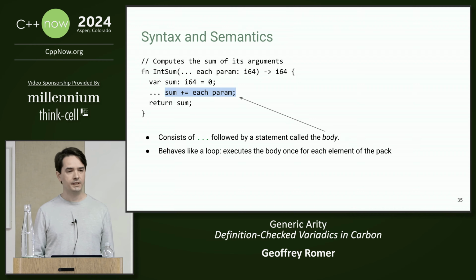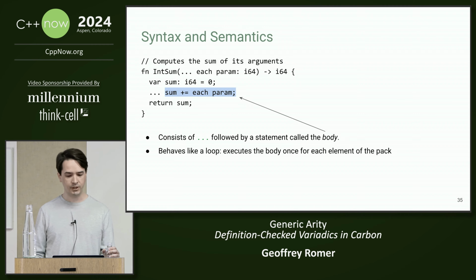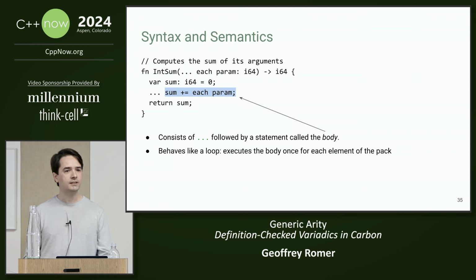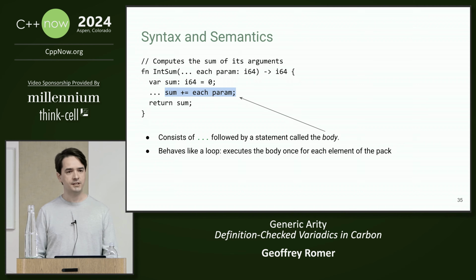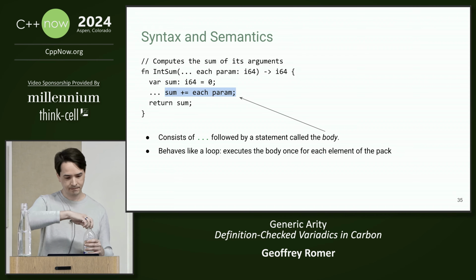It consists of an ellipsis followed by a statement called the body. A pack expansion statement iterates over a pack and executes the body once for each value in the pack. So in this case, it's iterating over param. In other words, this is basically a compile time range-based for loop. The body of the expansion is the body of the loop, and there's no loop header because the body implicitly specifies what we're iterating over.